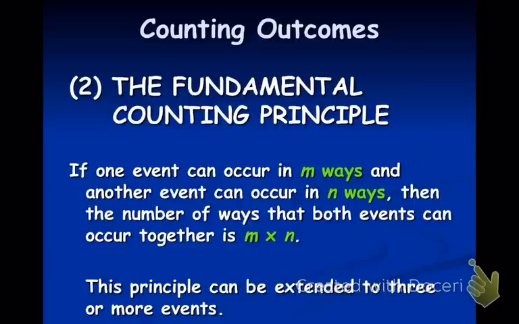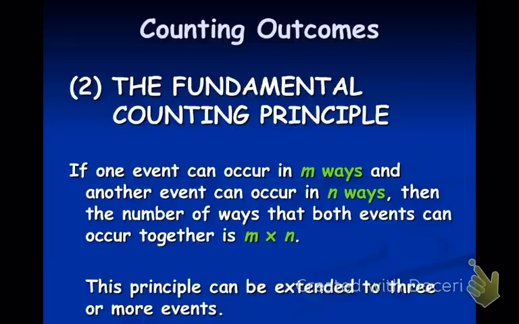So the second thing we're going to focus on is the fundamental counting principle. If one event can occur in M ways and another event can occur in N ways, so like 2 things are happening, then the number of ways that both events can happen together is just M times N. So it's just a multiplication.